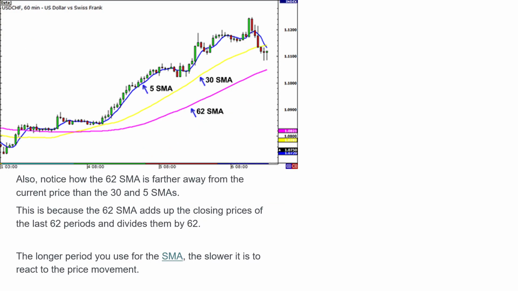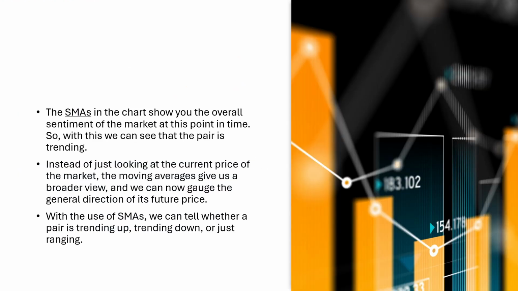Also, notice how the 62 SMA is farther away from the current price than the 30 and 5 SMAs. This is because the 62 SMA adds up the closing prices of the last 62 periods and divides them by 62. The longer period you use for the SMA, the slower it is to react to the price movement. The SMAs in the chart show you the overall sentiment of the market at this point in time.